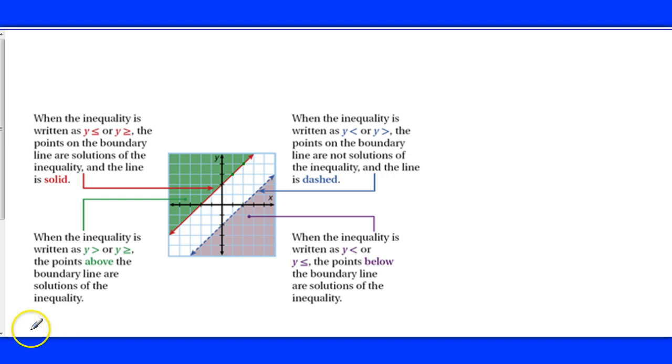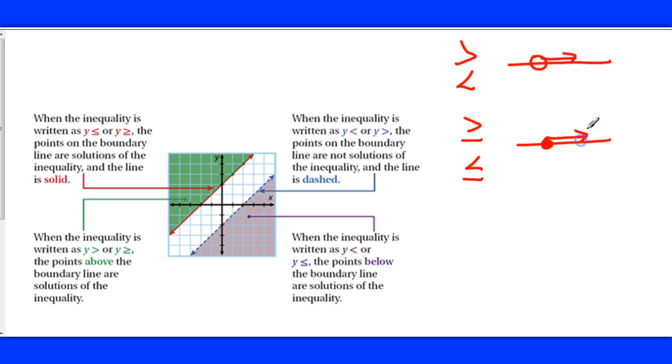Okay? We're going to finish up here quickly by graphing linear inequalities. And if you remember back on a number line, we had to distinguish if you used a greater than or a less than sign, we had an open circle on the number line and then an arrow going one way. If you use greater than or equal to, less than or equal to on a number line, we used a closed circle with an arrow going one way.